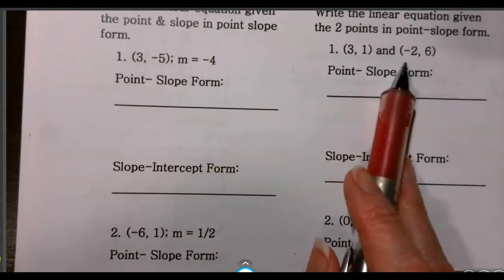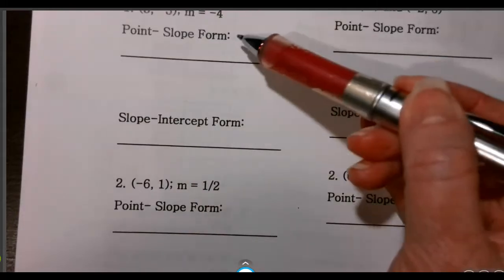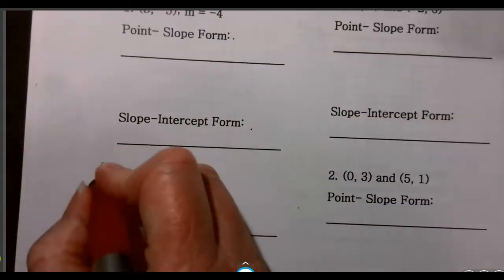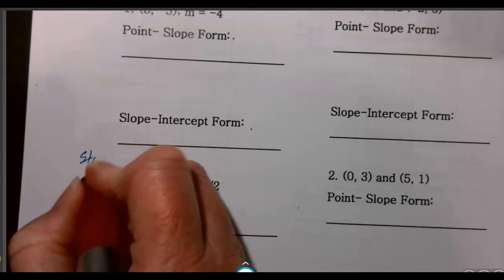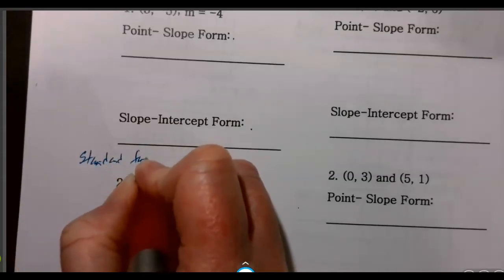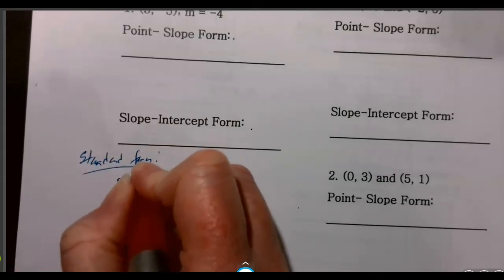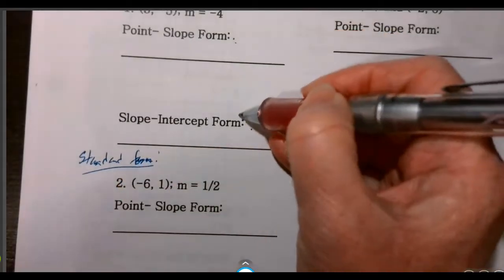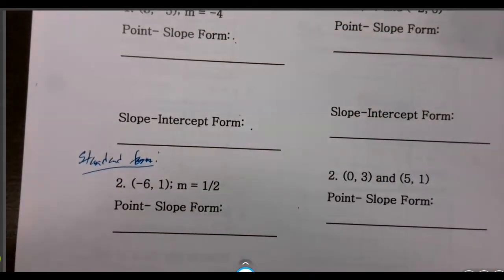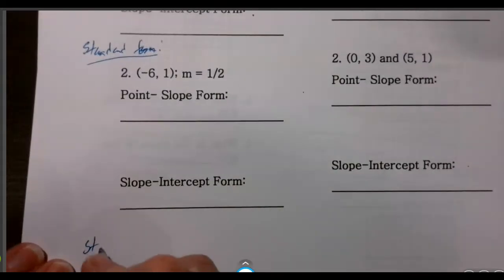Okay, and then you're going to be given 2 equations. And notice what it does. Point, slope, slope, intercept. And then, it doesn't ask for it, but write standard form. Okay. So do that one too. Go point, slope, slope, intercept, then write standard form also. Okay. So you're going to want to do that.